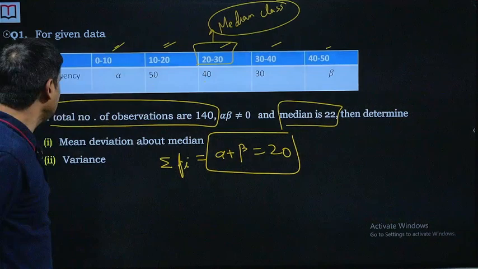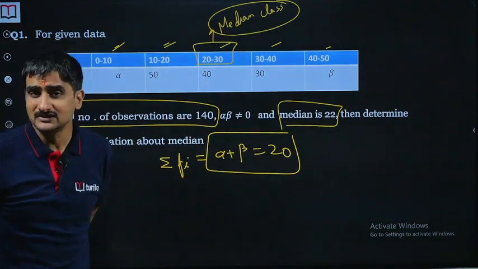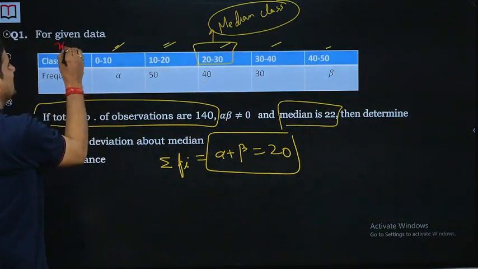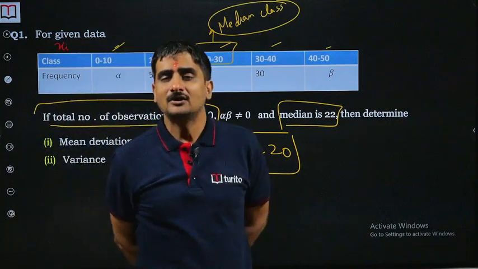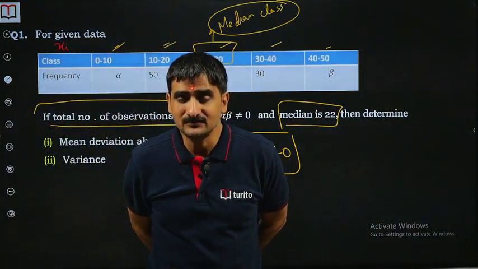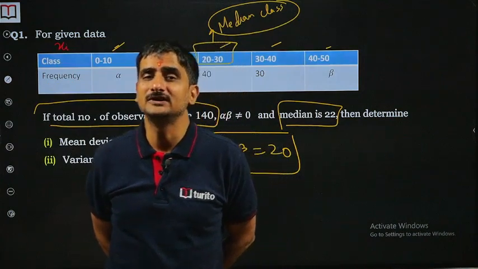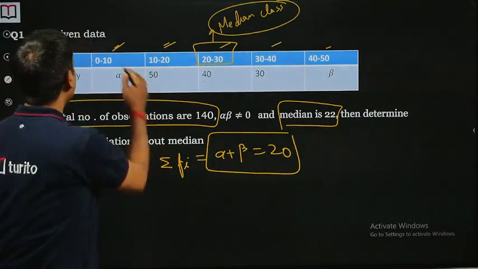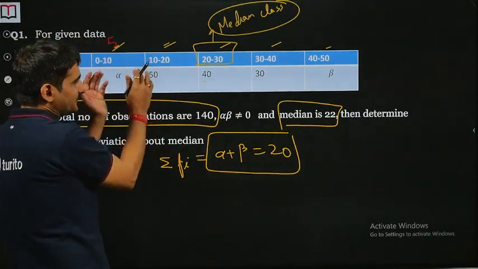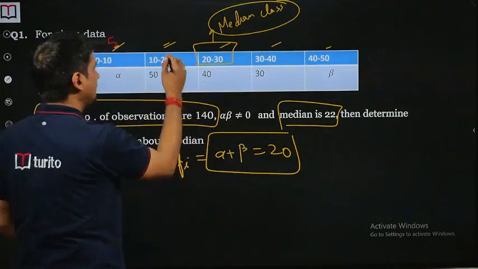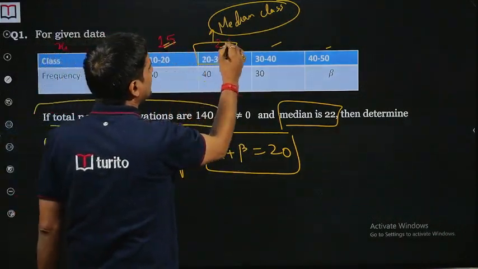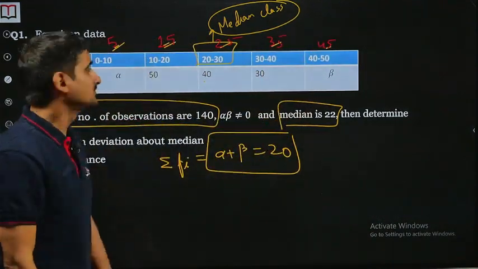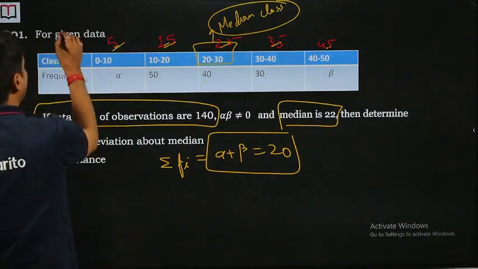Now, determine the mean deviation about median. The median is given. To determine deviation, we actually need xi. Xi is the class mark. How do we get a class mark from the interval? We get it as the mean of the boundaries of the interval. So 10 plus 0 by 2 is 5. Similarly, since the class width is 10, you go on adding 10 to it: 15, 25, 35, 45. That's the class mark, which is xi. So if I need di here, how do we get di?